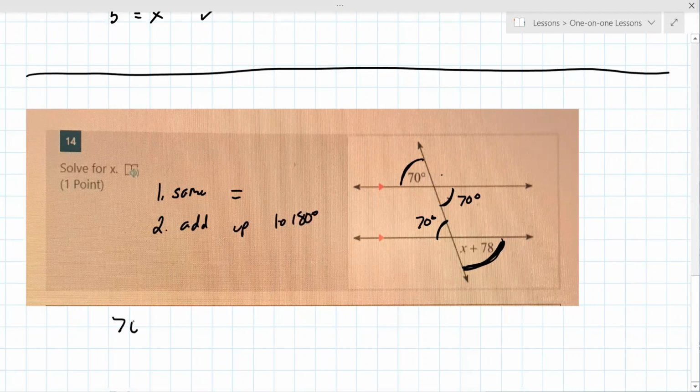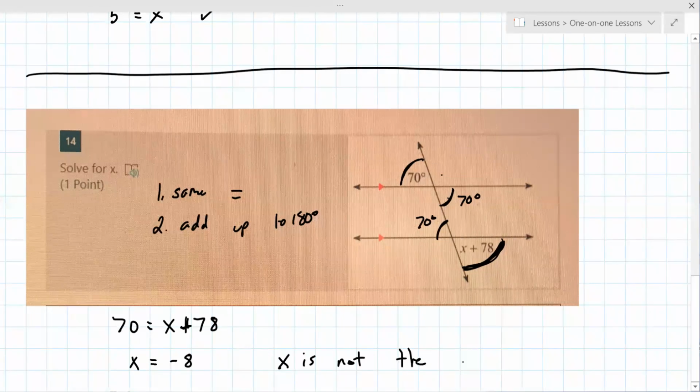So yeah, 70 equals x plus 78. What is x when you subtract 78 from both sides? Negative 8. Now, keep in mind here, x is not the angle. It's part of the expression for the angle. So if it asked for this angle right here, that angle is negative 8 plus 78, which is 70 degrees. Is that okay? Yeah. Great.